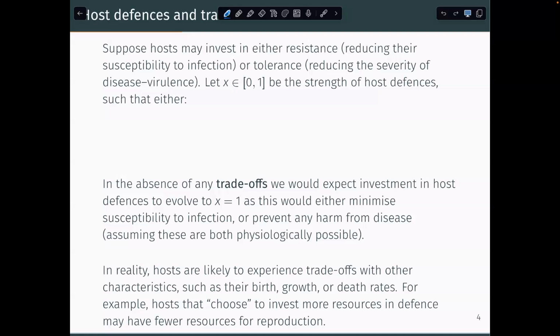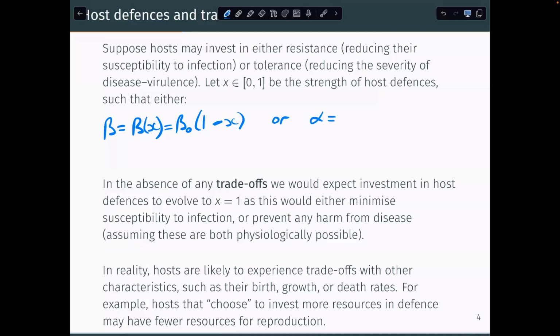Okay, so if we imagine that X is just some number between 0 and 1, and that is telling us something about the strength of host defenses, where X equal to 0 is no investment in host defenses, and 1 is complete investment. We might have, for example, our beta become a function of this X. Maybe there's a baseline transmission rate, beta naught. And if we multiply this by 1 minus X, well, this is saying when X is 0, there's no investment in protection from resistance. We have our baseline transmission rate here. When X is 1, we're completely protected.